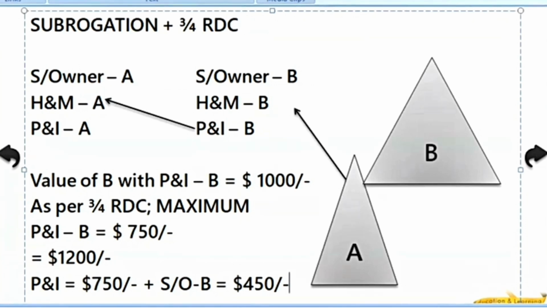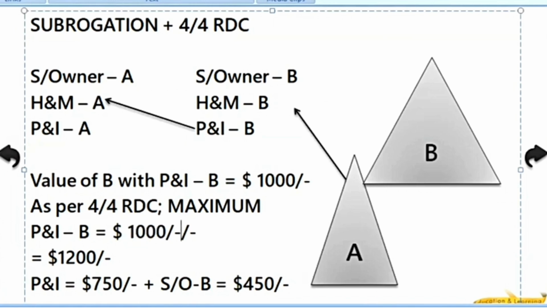More clear? Yes, understood. And let's apply the 4/4. Let's make it 4/4 RDC. So in this case, value of B with P&I is this. As per 4/4 RDC, maximum P&I will pay is $1,000, the value of the ship. And if the compensation to be paid by B to A is $1,200, P&I Club pays $1,000. Ship owner B from his own pocket will pay $200. That is the maximum. There is no other option.